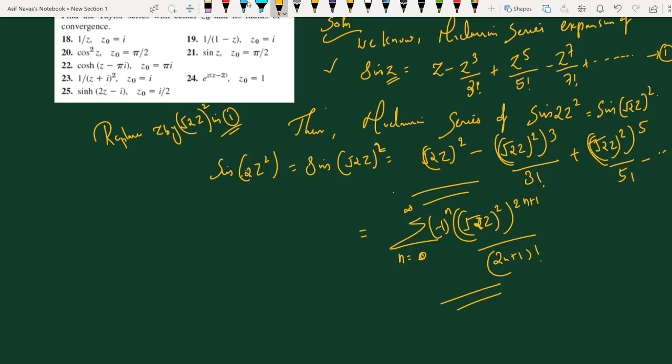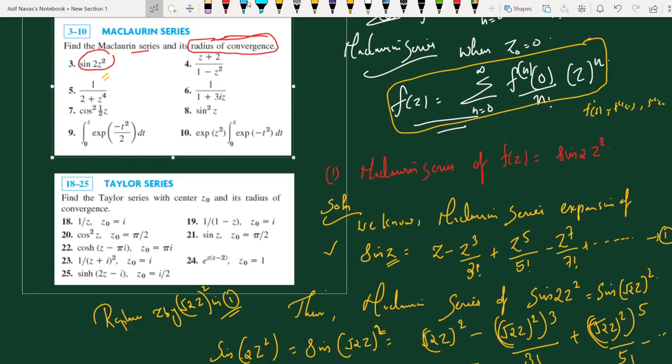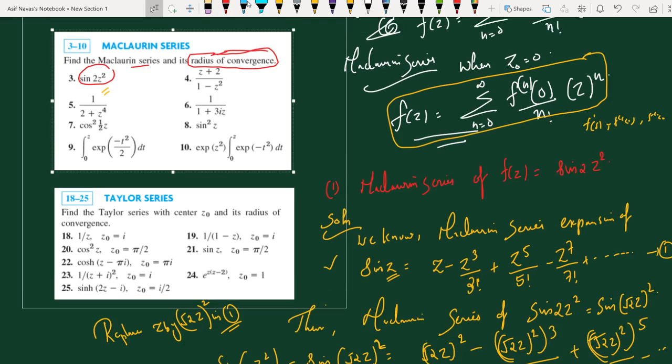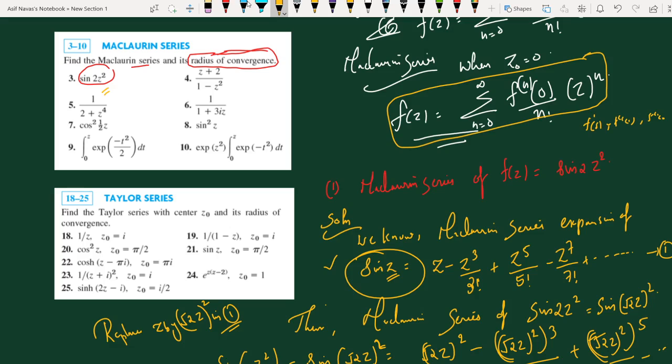Now, this is very easy, right? What we have to do is we already know the Maclaurin series of sin z. Then we just replace z by root 2z all square. Okay. Now I will do the next problem, the fifth problem.